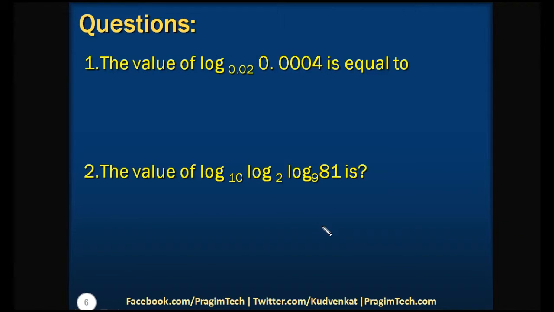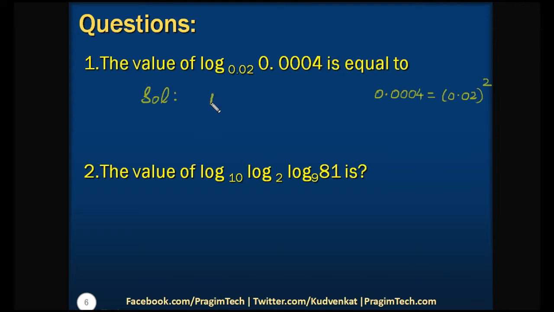Now let us solve some numericals based on the properties which we have discussed. The first question is the value of logarithm of 0.004 to the base 0.02. In order to find this value, let us represent 0.004 in terms of 0.02. So 0.004 is nothing but 0.02 whole square, right? If you take the square of this number, the resulting number is this.